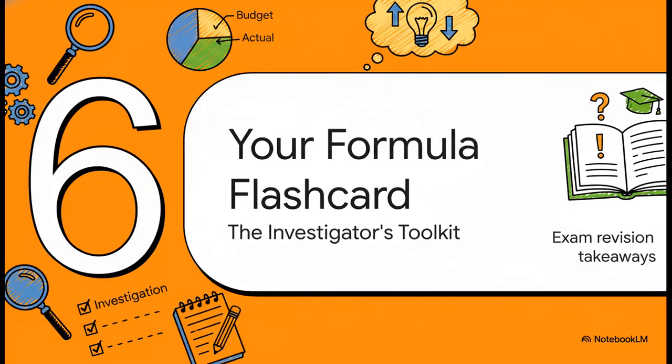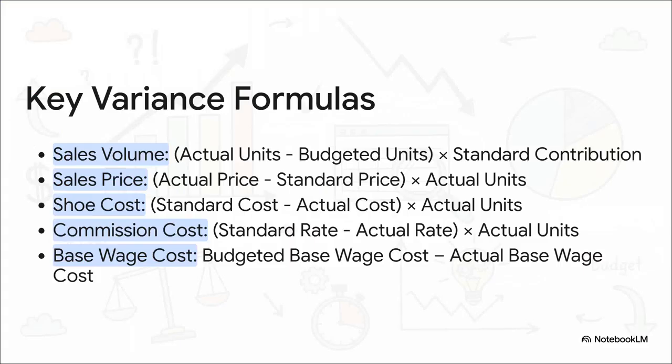Before we close the case file, let's just quickly round up the tools we used in our investigation. Think of this as your high-value takeaway, absolutely perfect for exam revision. Here they are, a quick recap of our investigative toolkit. We had the sales volume variances, which showed us the impact of selling more. We had the sales price and shoe cost variances, which uncovered that clever trade-off strategy. And finally, the staffing variances that pointed to some amazing efficiency. Go ahead and screenshot this slide. It's your essential guide for any variance investigation you have to do.